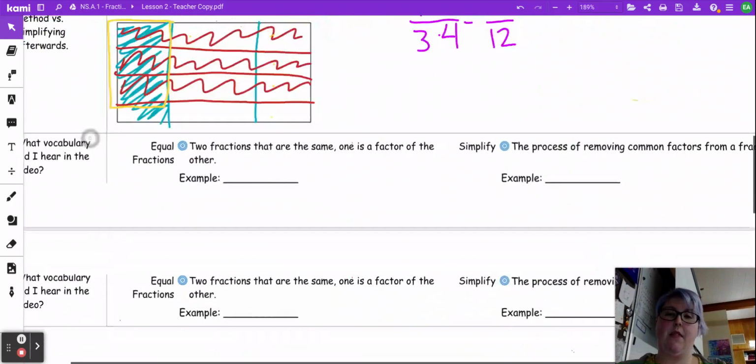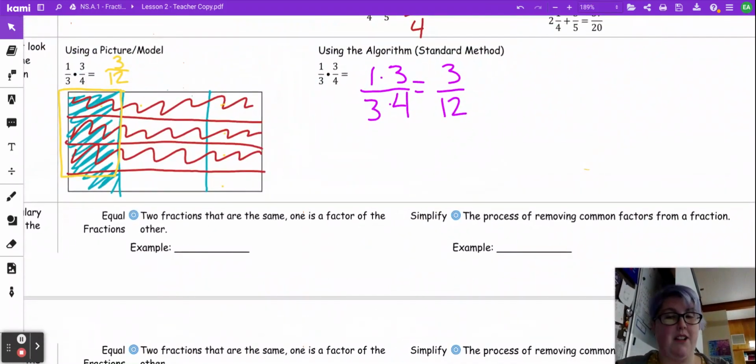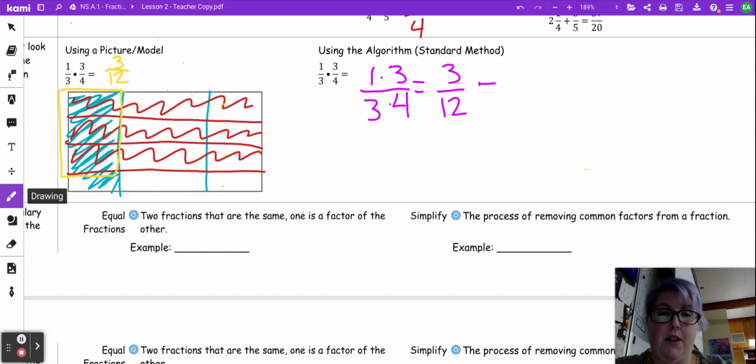Now, there are your definitions again: equal fractions and simplifying, which, remember, simplifying uses factors because we want to simplify 3/12. Well, then we would divide each by 3 to get 1/4 for our simplified fraction.